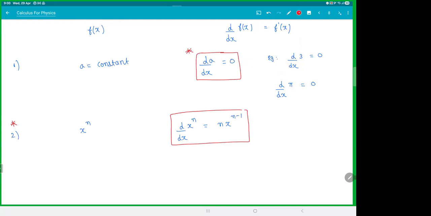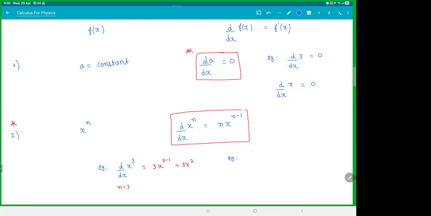Examples. d by dx of, let's say, x cube. This looks like x power n, where the value of n is 3. So what is the formula? n into x power n minus 1, that is 3 into x power 3 minus 1, which is 3 into x square.